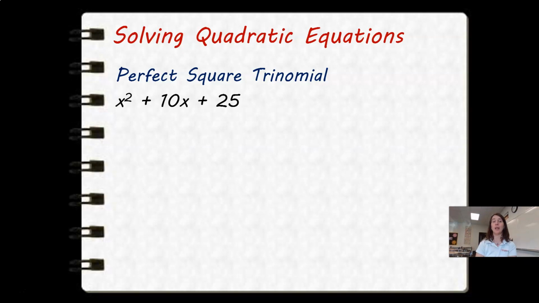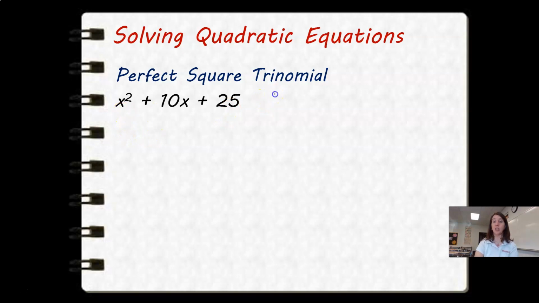So if I gave you the question, x squared plus 10x plus 25. Notice we do have 3 different terms, so it is at least a trinomial, and the last term is a plus. That's also something, as I mentioned, you have to have on a perfect square trinomial. Well, what are the qualifications?